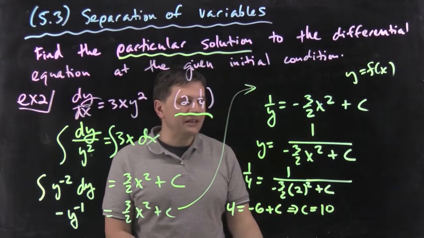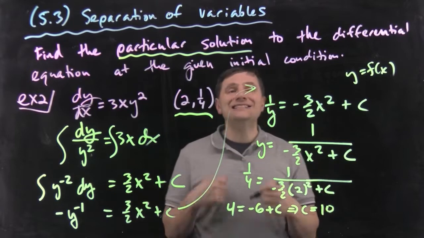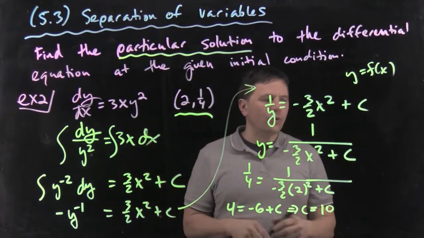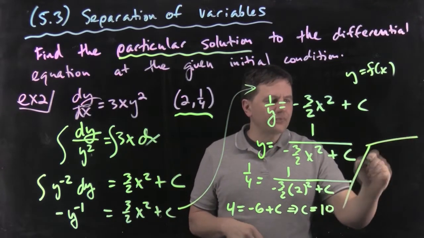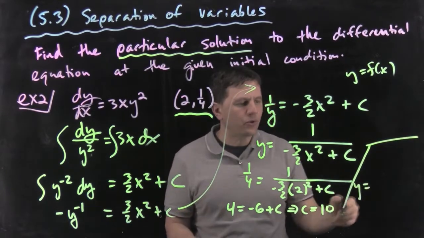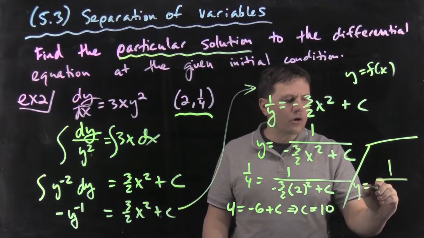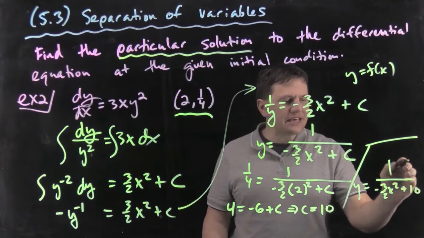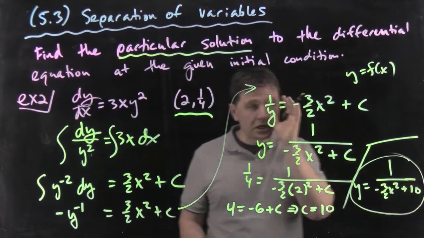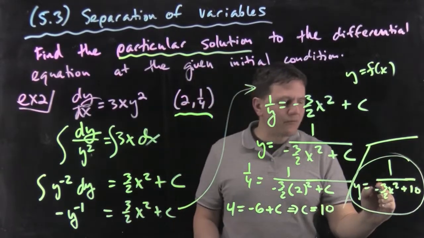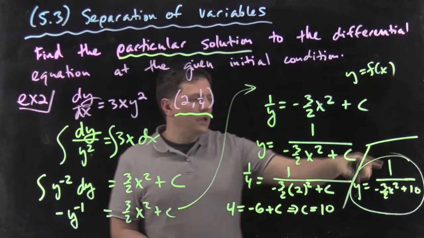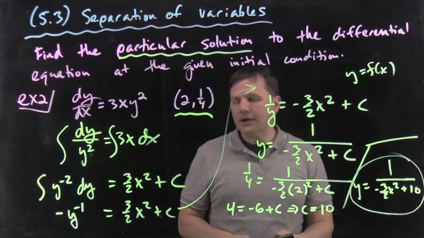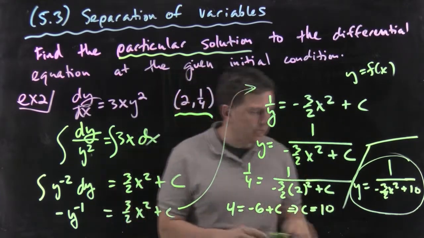Now some people will make the mistake of thinking that that is our solution. That is not our solution. A solution to a differential equation is always the y equals thing. So I'm going to get y equals, and now I want to put it all together. 1 over negative 3/2 x squared plus 10, and this is my particular solution. Now if you did simplify it, like if I look at a multiple choice, they would probably multiply top and bottom by 2, but that's not necessary. Okay, I'm going to leave it like that.